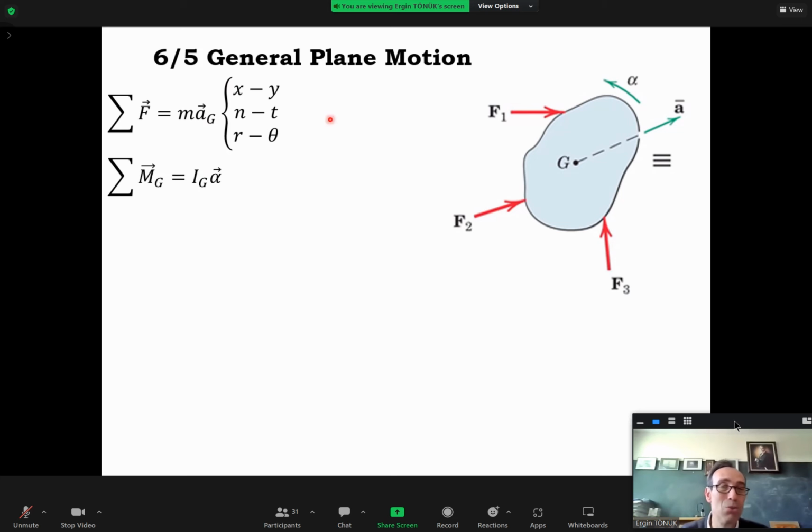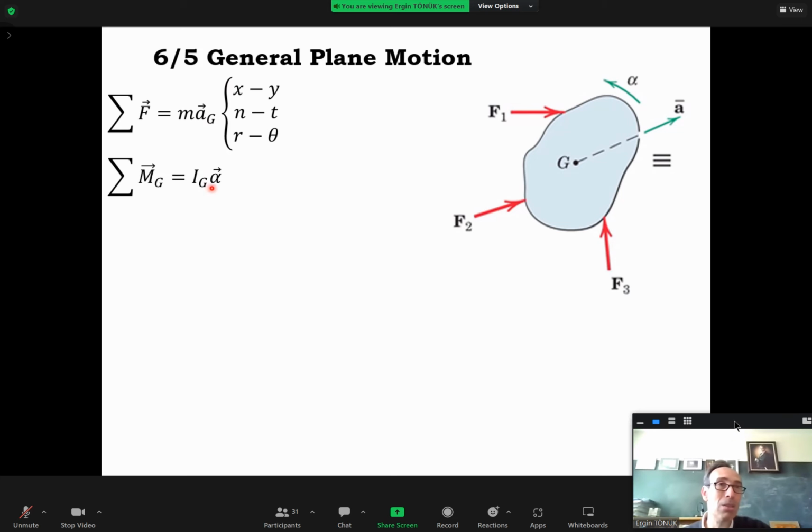If you choose the appropriate coordinate system, the solution of these equations would be very simple. If you choose an inappropriate one, well, still you can solve it. It would be a little longer.